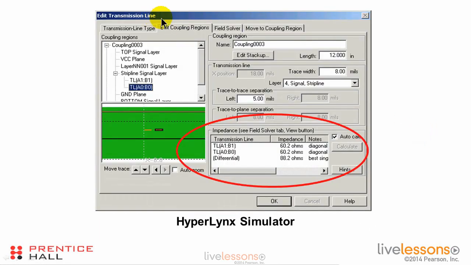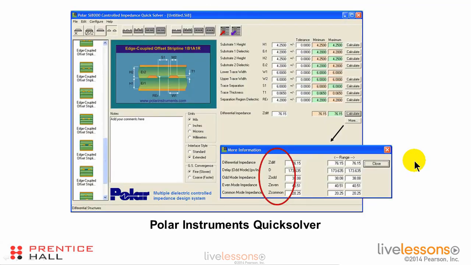This is the HyperLynx simulator, and this is the Edit Coupling Region tab and menu item on that simulator. And here it will tell you what the trace impedance and the differential impedance is. Here is a Polar Instruments calculator. It's their Quicksolver version. And if you click on this little box down here, it gives you differential impedance and single-ended impedance and all kinds of information about trace configurations. I like this calculator very much for board designers, and I am high on this calculator.